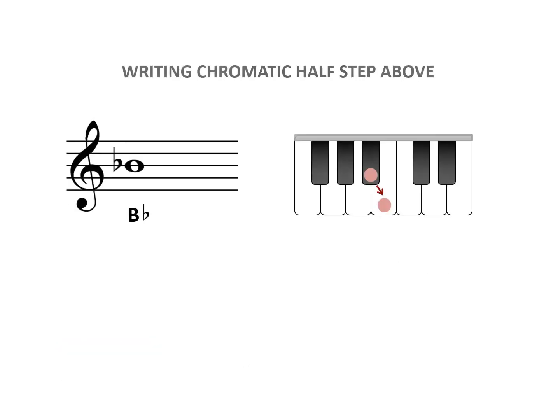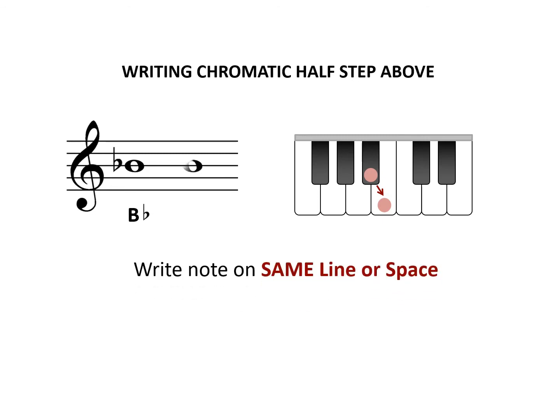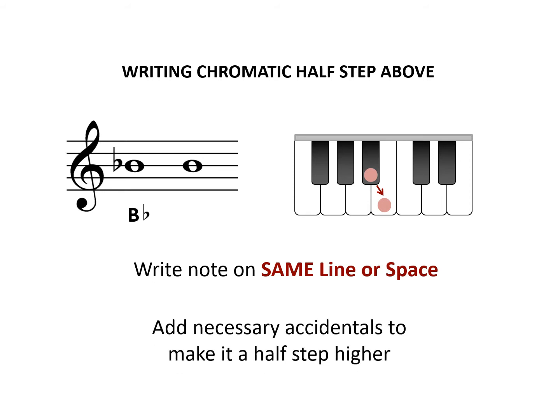To write a chromatic half step above a note, begin by drawing a note on the same line or space. Then add any necessary accidentals to make it a half step higher than the given note. In this case, we'll need to add a natural.